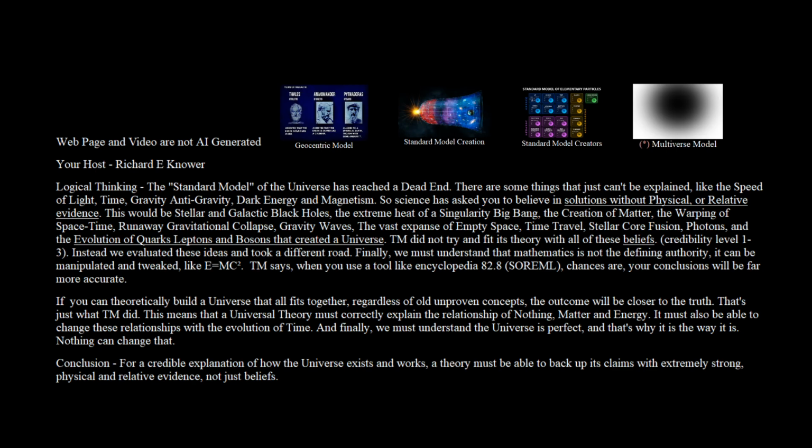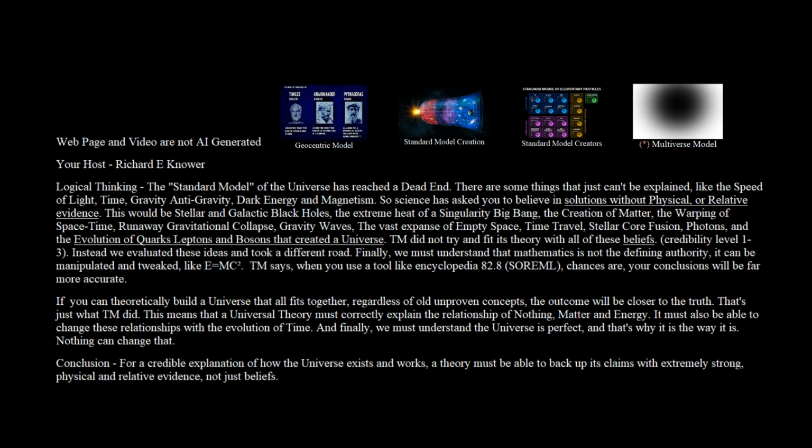TM did not try and fit its theory with all of these beliefs. Credibility level 1 to 3. Instead, we evaluated these ideas and took a different road. Finally, we must understand that mathematics is not the defining authority. It can be manipulated and tweaked, like E equals mc squared. TM says, when you use a tool like Encyclopedia 82.8, SORMEL, chances are your conclusions will be far more accurate. If you can theoretically build a universe that all fits together, regardless of old unproven concepts, the outcome will be closer to the truth. That's just what TM did.